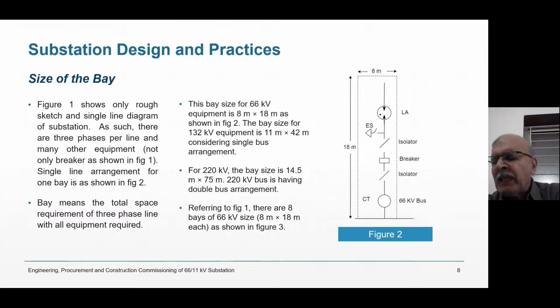Horizontal arrangement RYB, between R and Y roughly 0.8, 783 exactly, 783 mm of spacing. That is 0.8 meter is required. But I am going for 1.5 meter, enough safety. So 1.5 meter between R and Y, between Y and B 1.5 meters.